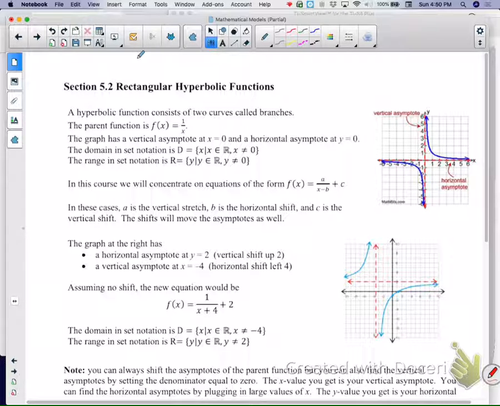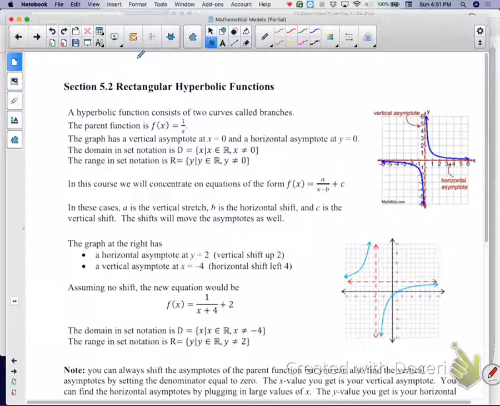The parent function for this is f of x equals 1 over x. And sometimes that's called the reciprocal function. The graph has a vertical asymptote at x equals 0 and a horizontal asymptote at y equals 0. Your domain in set notation is D is equal to x, a set of all the real numbers where x is not equal to 0, and the range is essentially the same thing. 0 obviously makes the bottom of your fraction undefined, so x cannot be 0. Y cannot be 0 because no matter what number you plug in for x, you are never going to get 0.